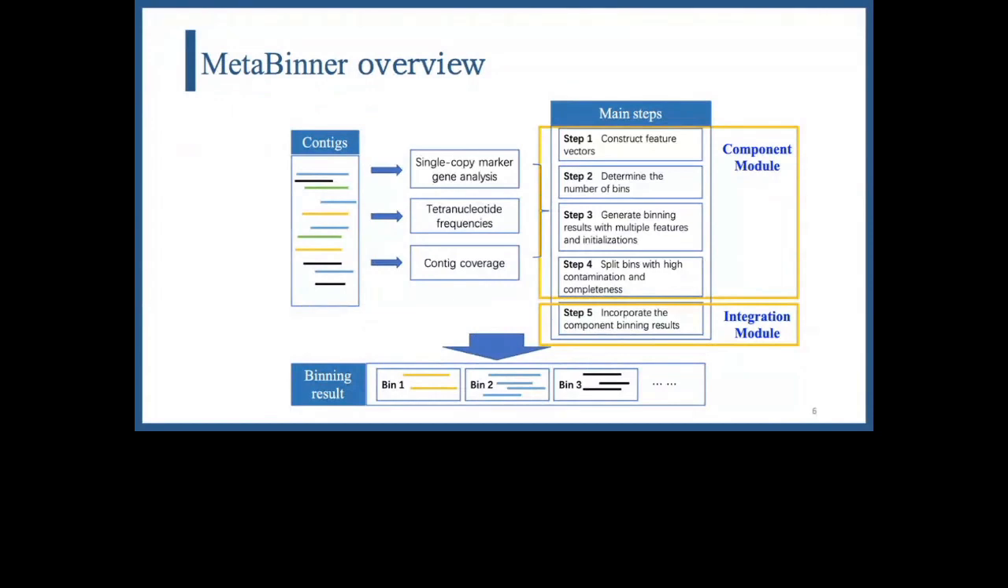The figure shows the workflow of MetaBinner. MetaBinner contains two main modules. The component module includes the first four steps, used to generate high-quality and diverse component binning results. The integration module includes the fifth step, used to integrate the component binning results. We will present the details later.